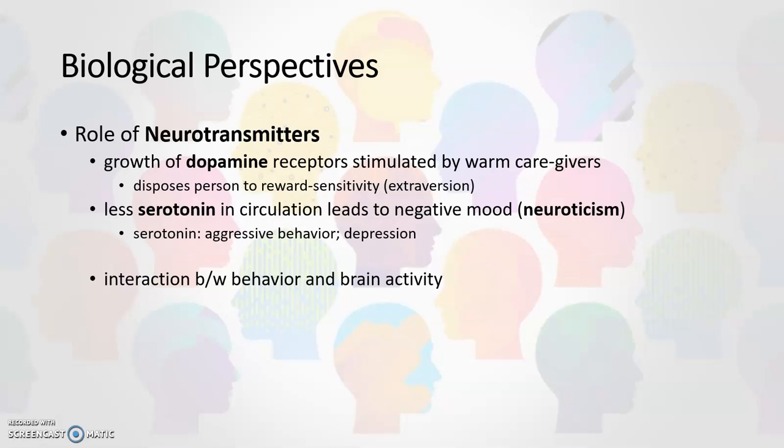With the biological perspectives, with transmitters, the growth of dopamine is stimulated by warm caregivers. So if those that showed nurturing and care when you were little responded quickly when you were upset or hurt, you have higher levels of dopamine. Where those who were more neglected or didn't have that, there's less serotonin, and that could lead to more aggressive behaviors or even depression.